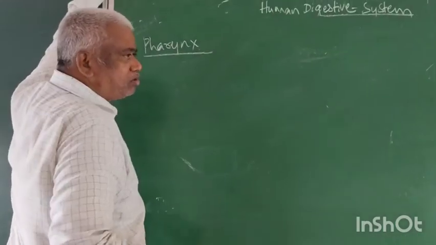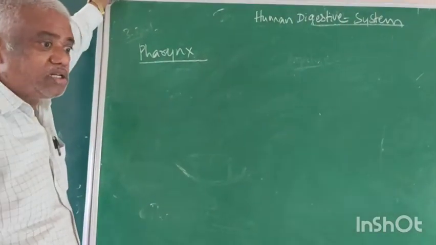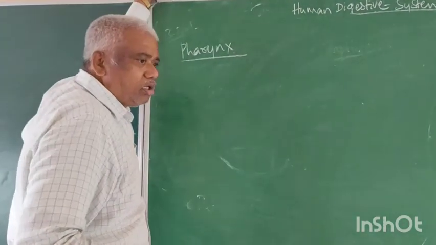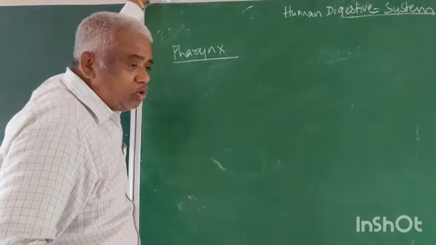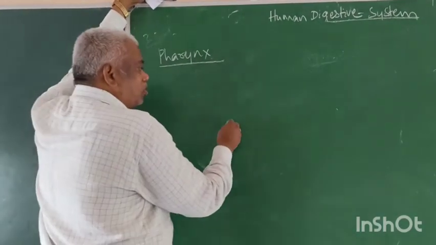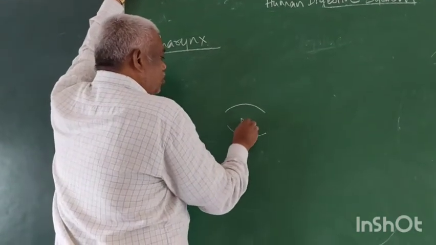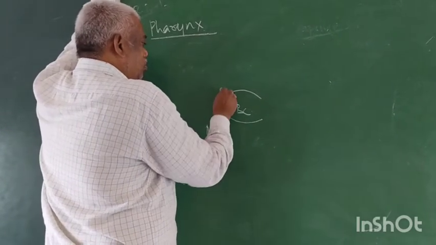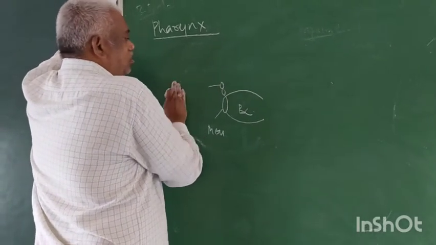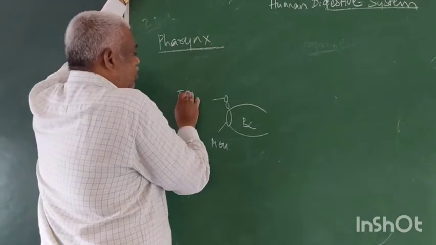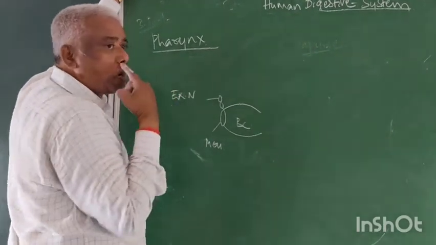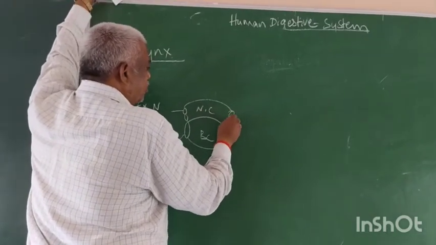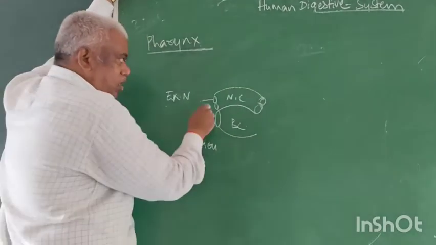Pharynx. Now, be careful. It is somewhat interesting, but try to understand. If you concentrate, then you can understand. Right. Now come to this. Buccal cavity. Mouth. Nostrils. External nostrils. Nasal cavity. Internal nostrils.